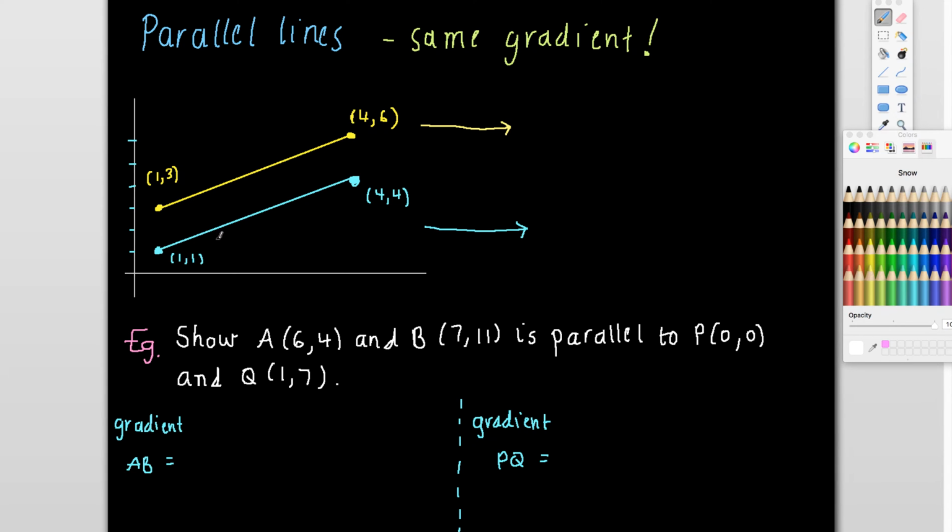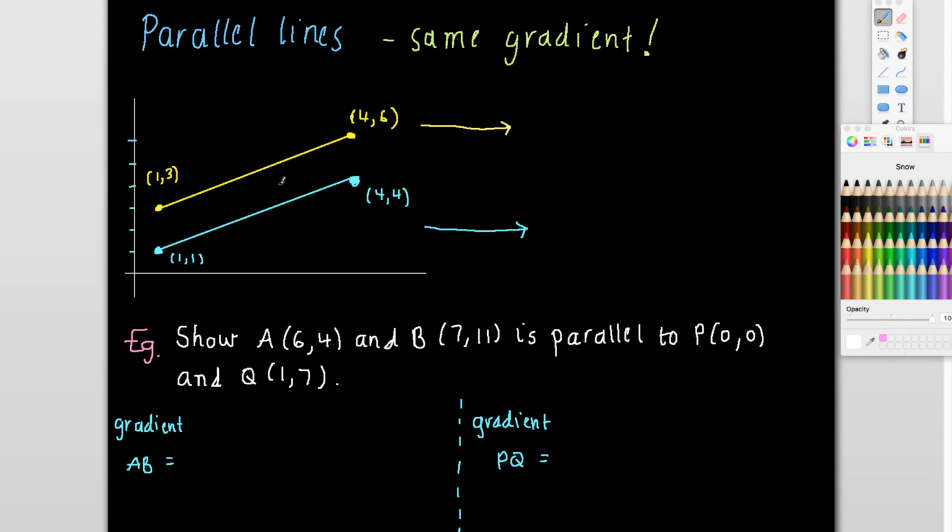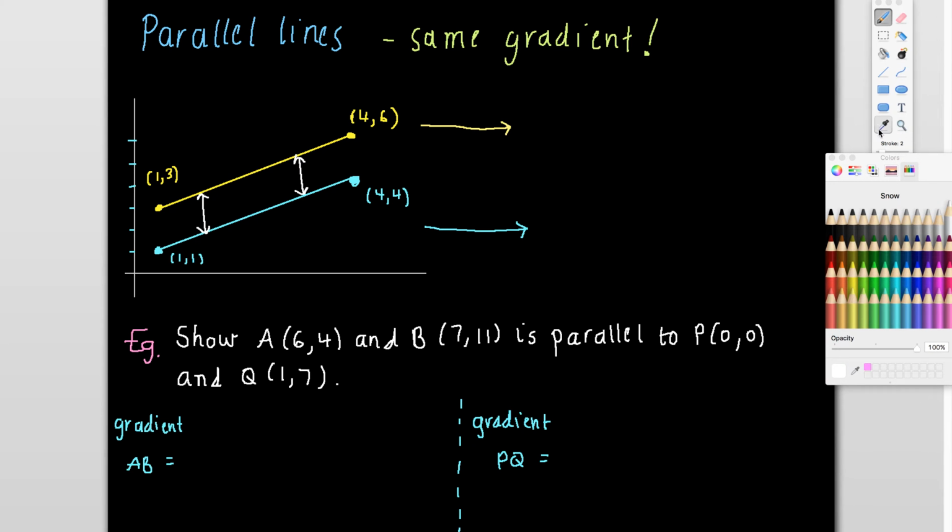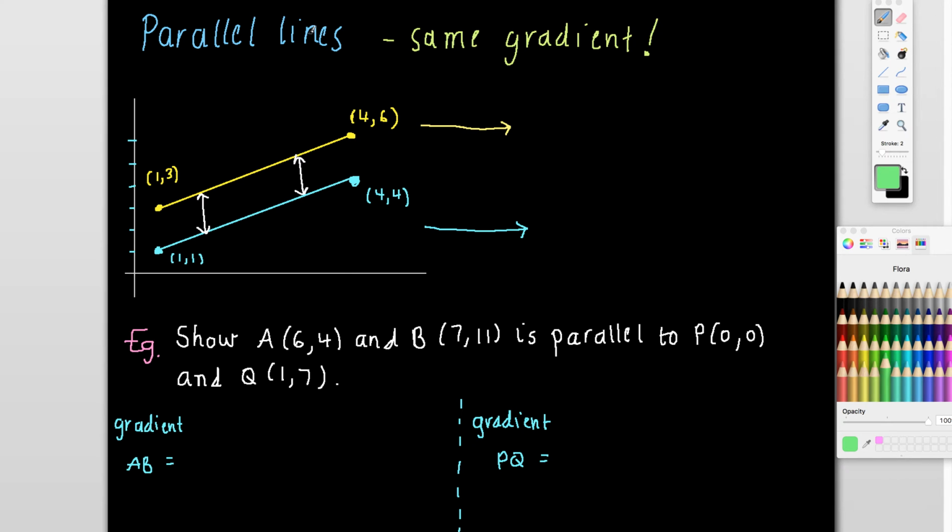Now, I've drawn two parallel lines here. I've just made two up, but as you can see, they are parallel. It looks like they won't ever meet, and this distance here, or this distance here, will always be the same. In terms of the gradients, there is one special thing about parallel lines, and that is that they will have the same gradient. It makes sense, doesn't it? Because they do share the same slope, the same steepness.